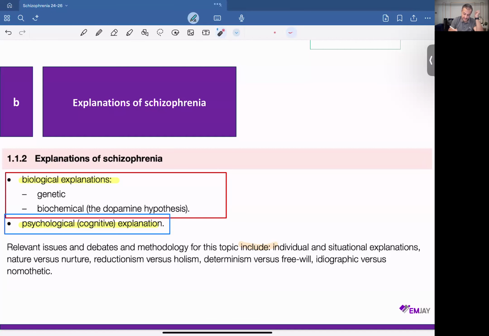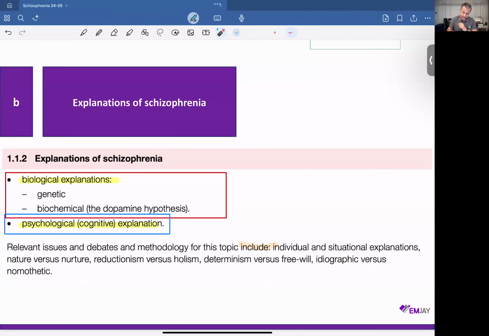Now, having said that, the relevant issues and debates and methodology for this particular topic might include: number one, individual versus situational explanation; number two, the nature versus nurture debate; number three, reductionism versus holism; number four, determinism versus free will; number five, idiographic versus nomothetic approach. Relevant issues and debates and methodology for this topic include, and are not restricted to, these five.